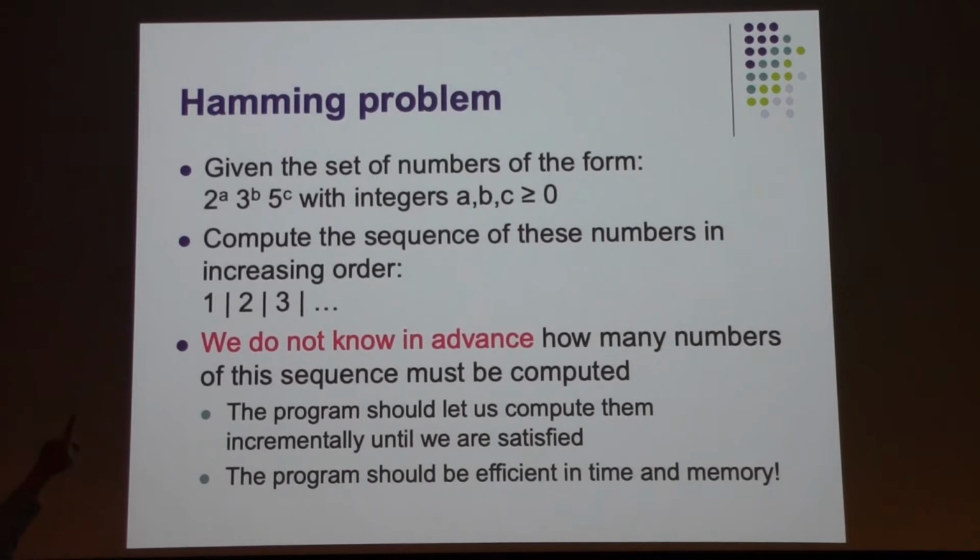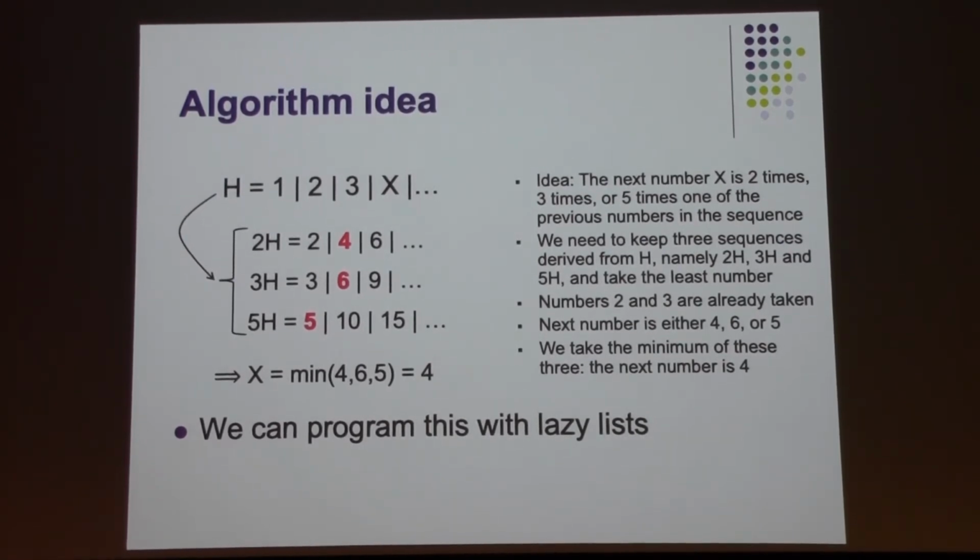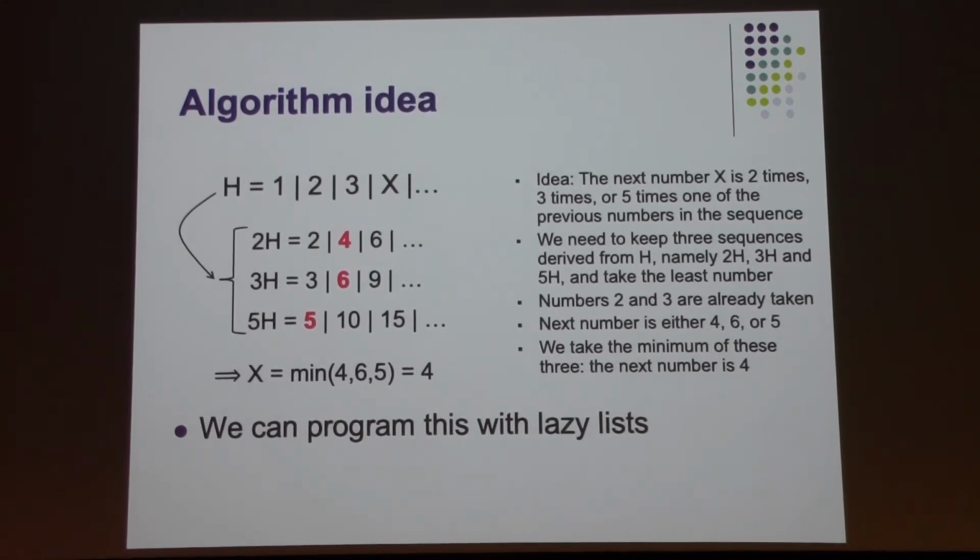If you do A minus 1, or B minus 1, or C minus 1, you have a previous number, which is smaller. So the next number X has to be either 2 times a previous number, or 3 times a previous number, or 5 times a previous number. So it's one of those 3 cases. In order to determine X, we can look at those 3 cases.